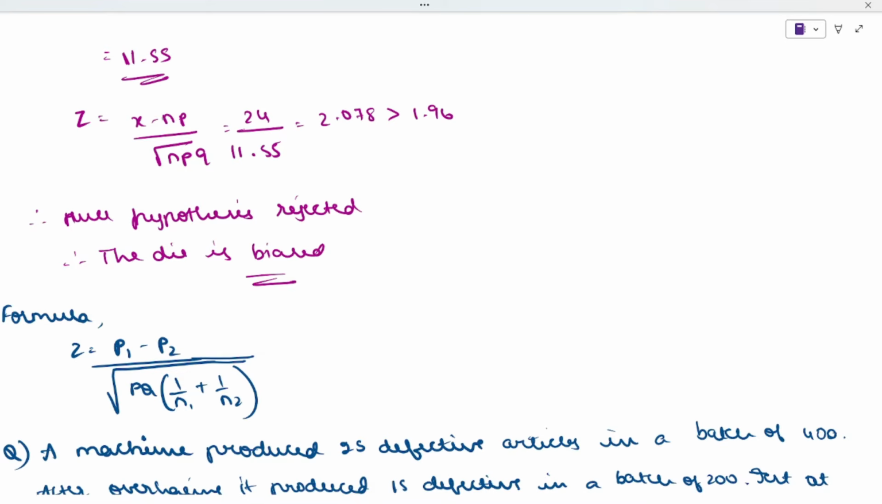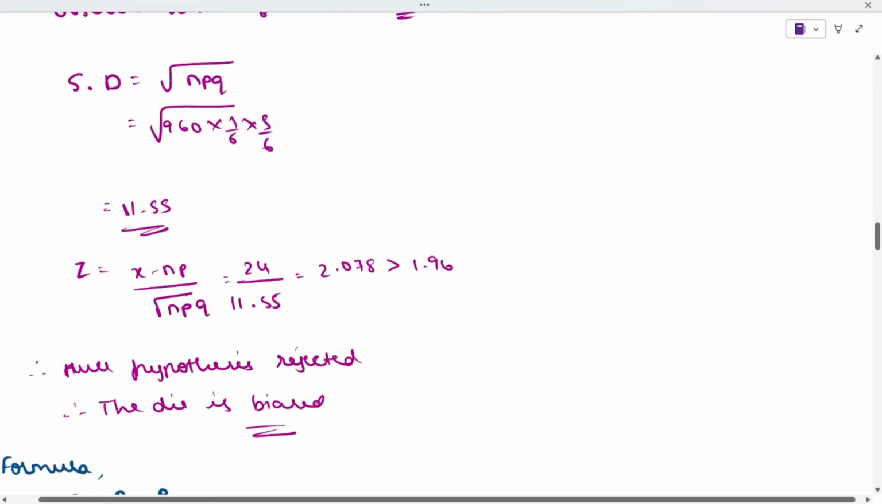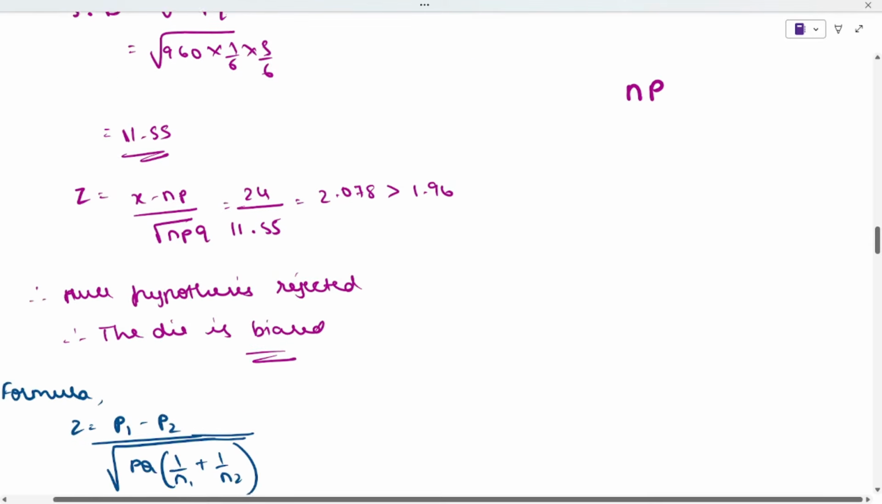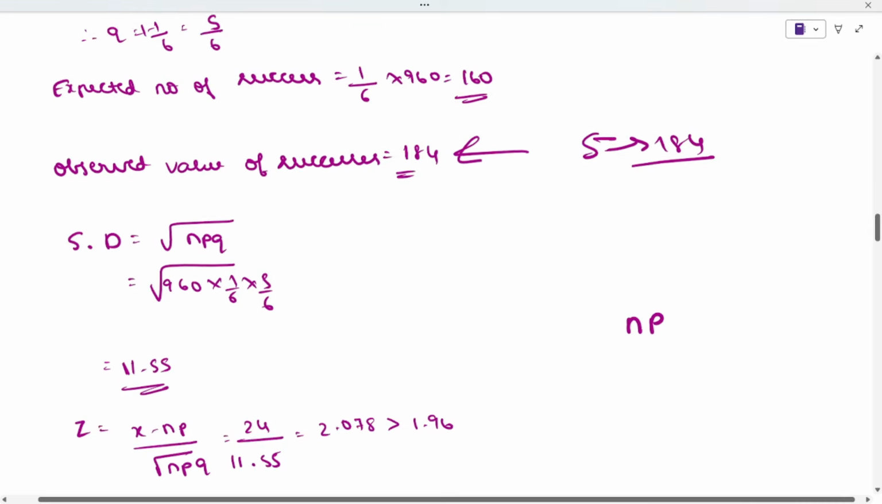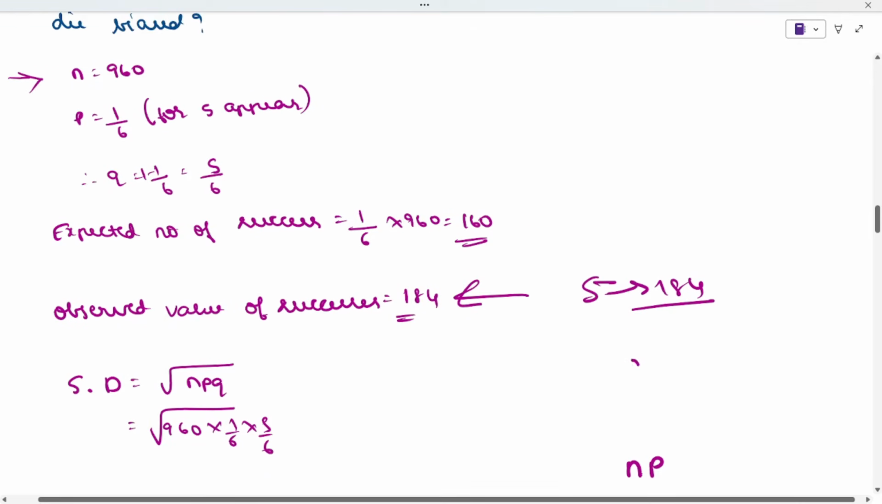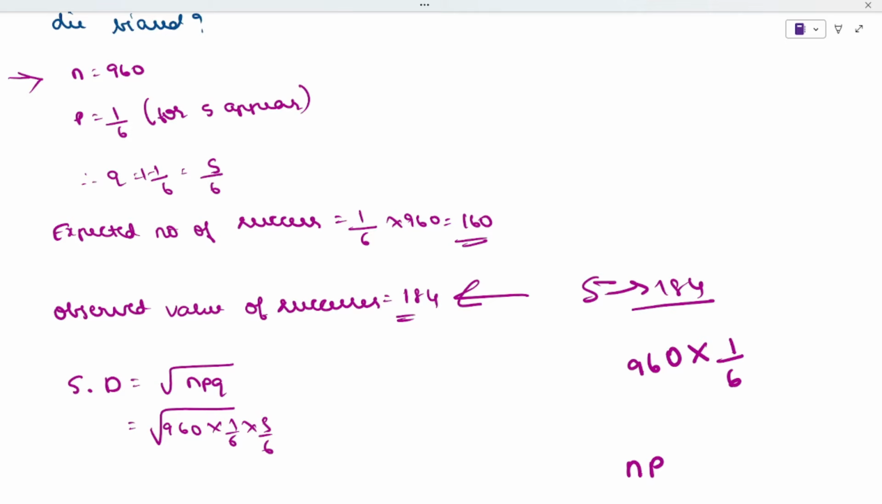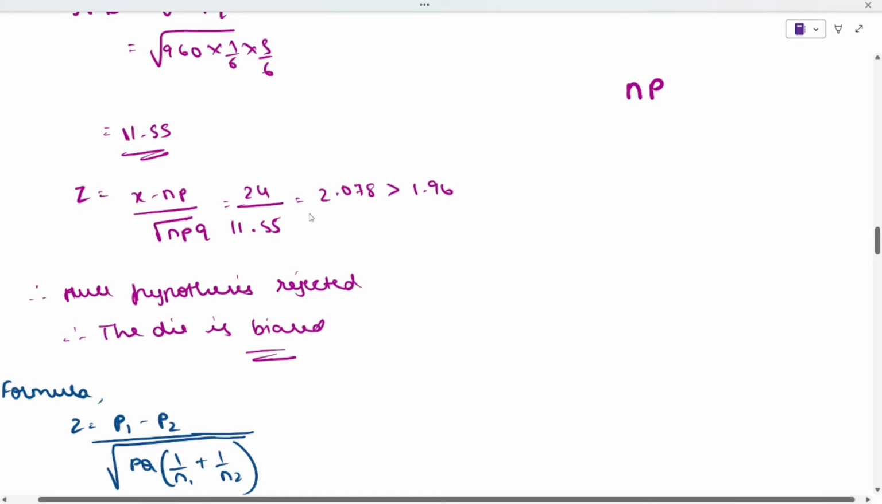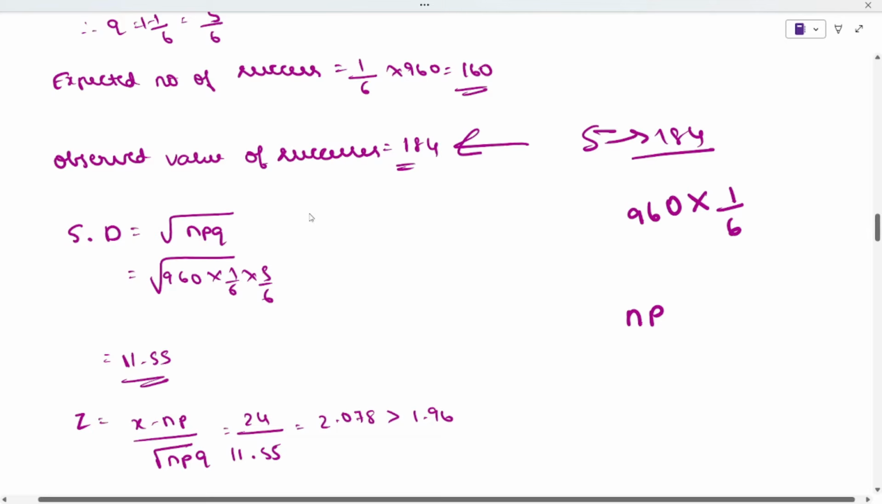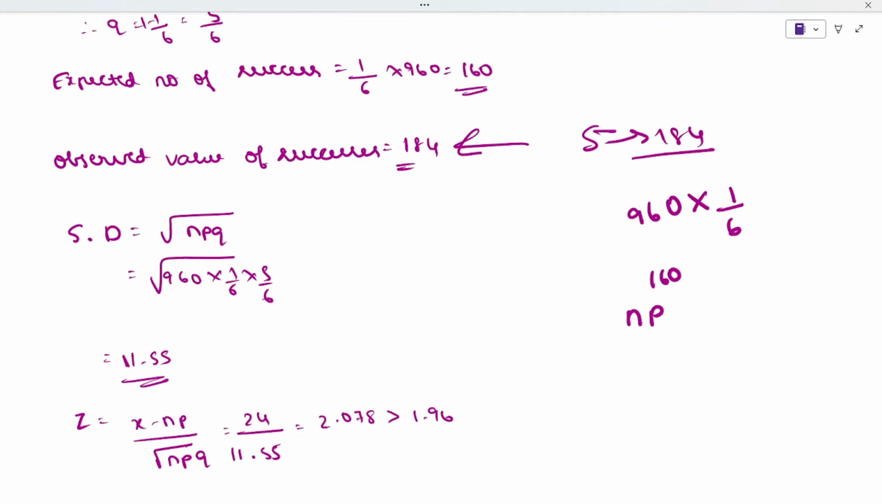After you do that, X is what? See, they have said X minus np. np is what? n into p. You will get it as, see here, the value of n is 960, okay, into what is the value of p? 1 divided by 6. That is what you got as 160. Okay, 160 you got, see the value 160.